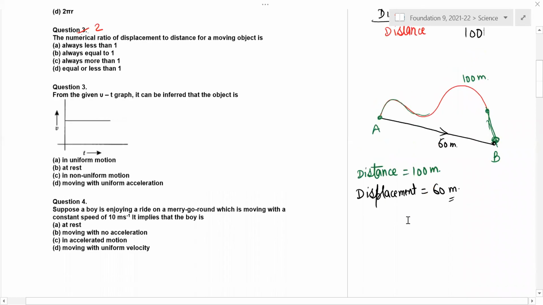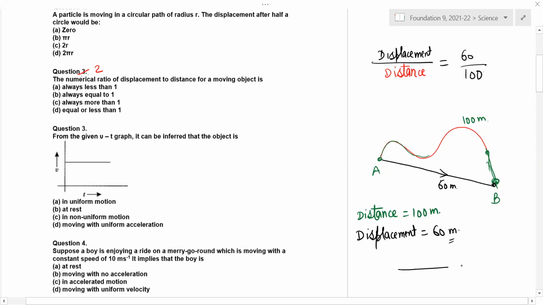What if the object is traveling just in a straight line? Suppose this is point A, this is point B. The distance, suppose, is 10 meter. So in this situation, distance and displacement both will be equal, right? Distance equals displacement equals 10. Once you divide, your ratio will be 1. So what are we getting? It should be either 1 or less than 1.